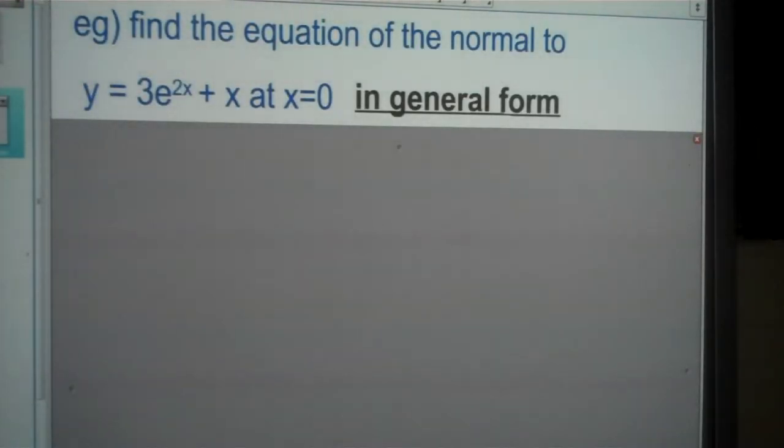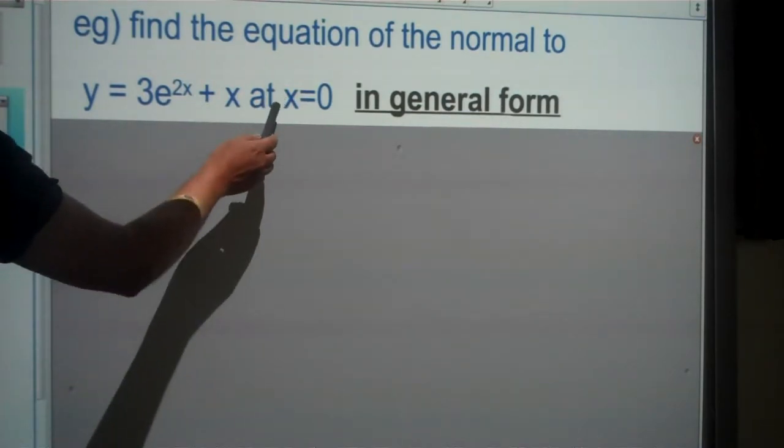Okay, let's look at a slightly longer question then. So, perhaps with the application, find the equation of the normal too, and then the equation you can see there, but also in general form as well. So, if we want to find the equation of a normal, we need to find a slope, and we also need to find a point that it passes through.